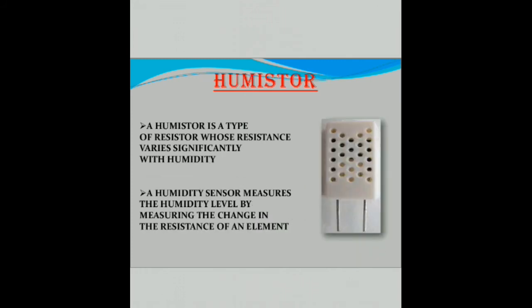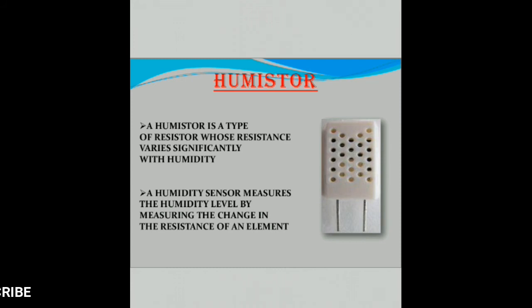Then the humistor. You can also see the pictorial representation of a humistor. A humistor is a type of resistor whose resistance varies significantly with humidity. This is also a sensor, and if the humidity of the surroundings increases, the resistance of the resistor automatically varies. A humidity sensor measures the humidity level by measuring the change in the resistance of an element.